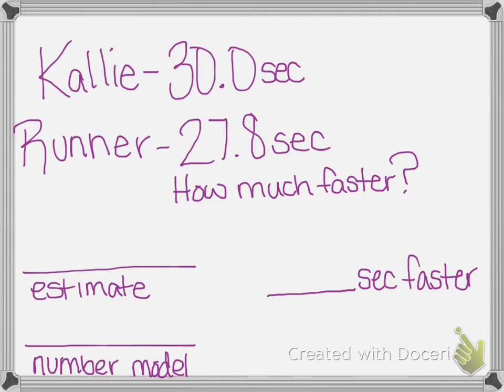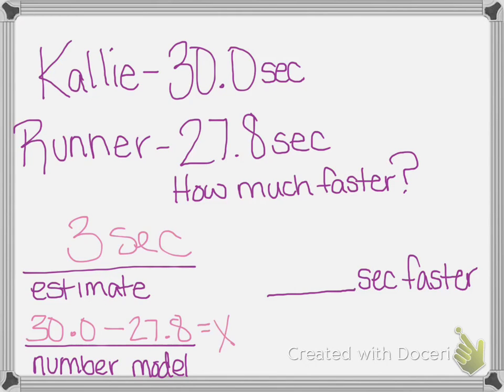Number 2 says Kaylee finished the 200-meter dash in exactly 30 seconds. Another runner finished in 27.8 seconds. How much faster than Kaylee was the other runner? So for my estimate, I'm going to do 30 minus 27, so about 3 seconds. Then my number model is going to be 30 minus 27.8 equals x.